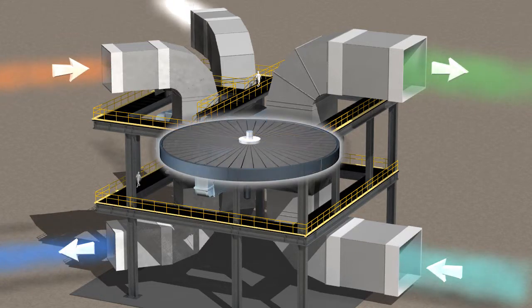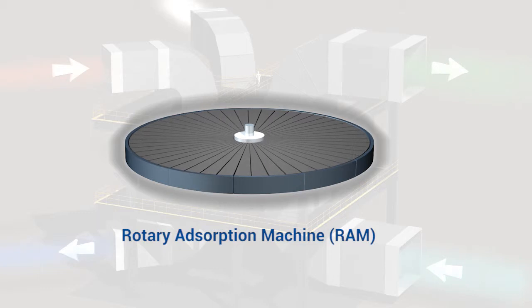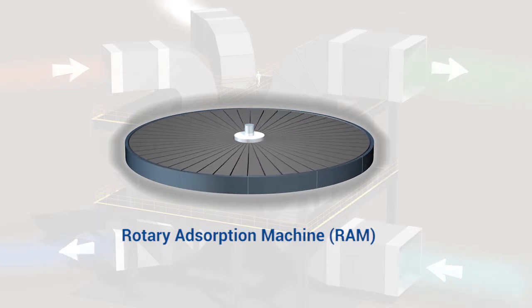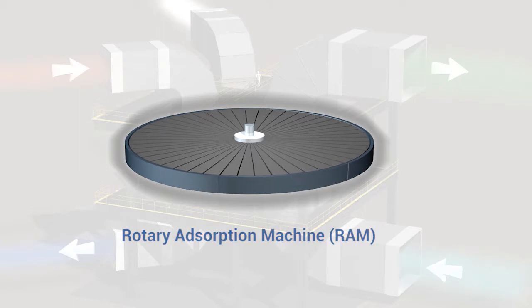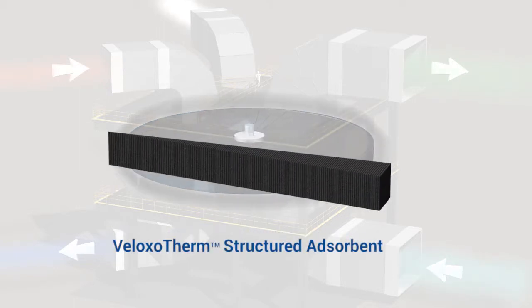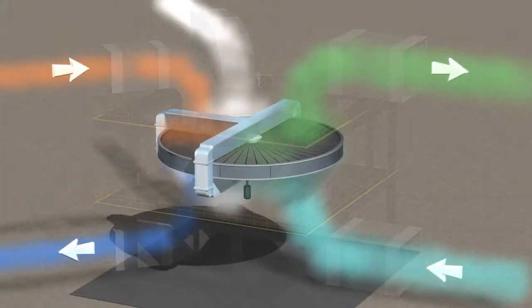At the heart of the voloxotherm process is the rotary adsorption machine, or RAM, which functions in a similar manner to a regenerative air preheater. The RAM consists of a rotating assembly, or rotor, that contains the structured adsorbent. The rotor is divided into sectors by the rotary valve, which establishes separate flow paths for flue gas, steam, and air through each sector while minimizing gas leakage.